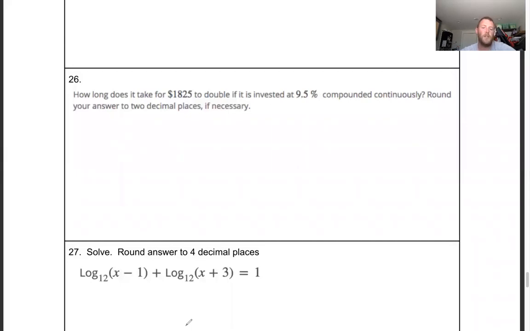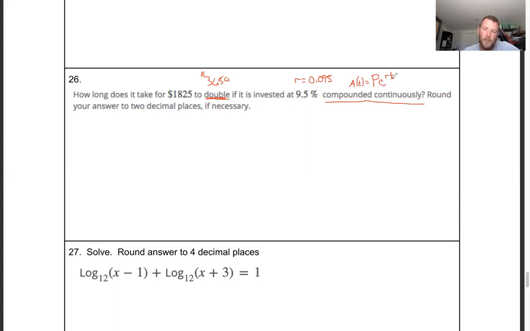How long does it take for 1825 to double? Okay, double, which means what? 1825 to double means I want this to be 3650. I took 1825 times 2. That's how much I want. If it is invested at 9.5%, so my rate is going to be 0.095. Compounded continuously, that word means P e to the r t, PERT. Round your answer to 2 decimal places.